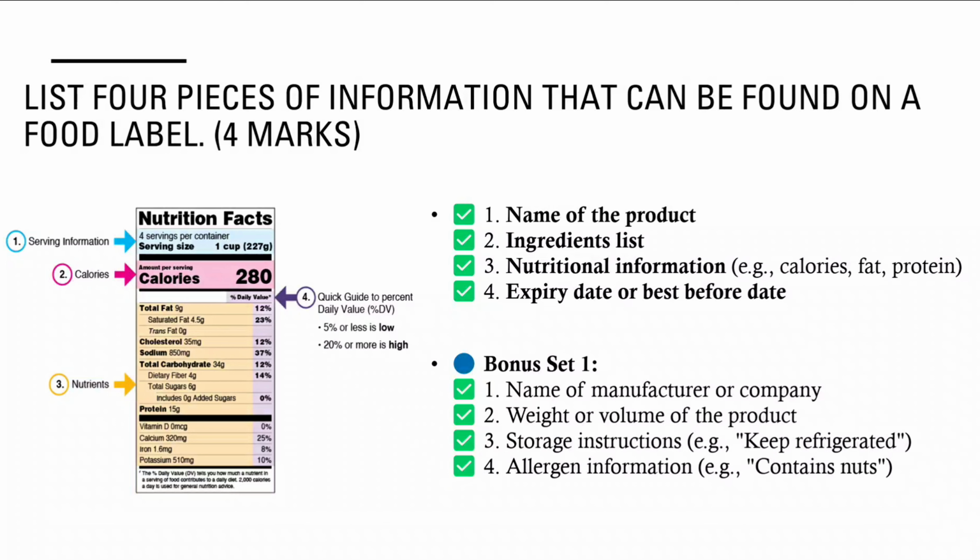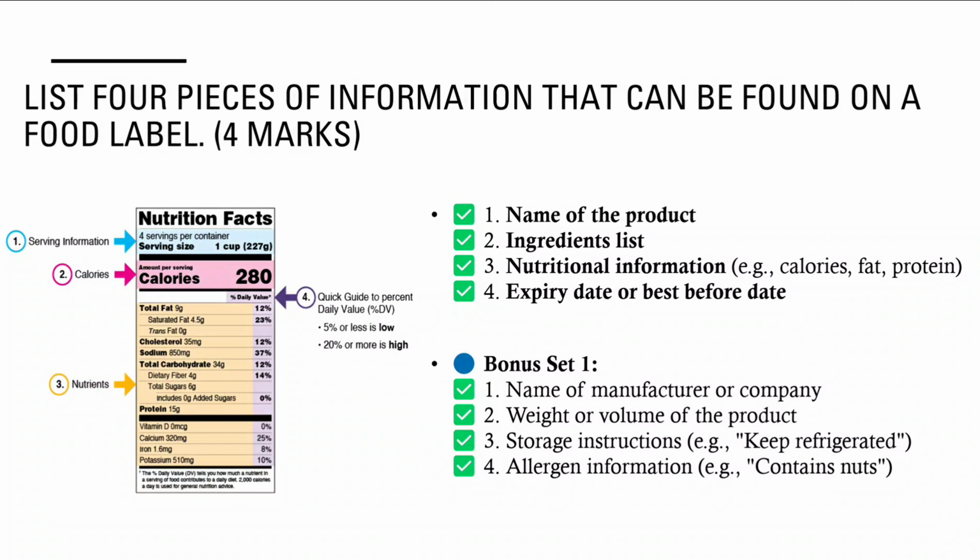Next part, list 4 pieces of information that can be found on a food label, and that is 4 marks. 1, name of the product. 2, ingredients list. 3, nutritional information such as the calories and the nutrients that are found in the product, and 4, expiry date or best before date. So those 4 would have been adequate just in case you get a question like this.